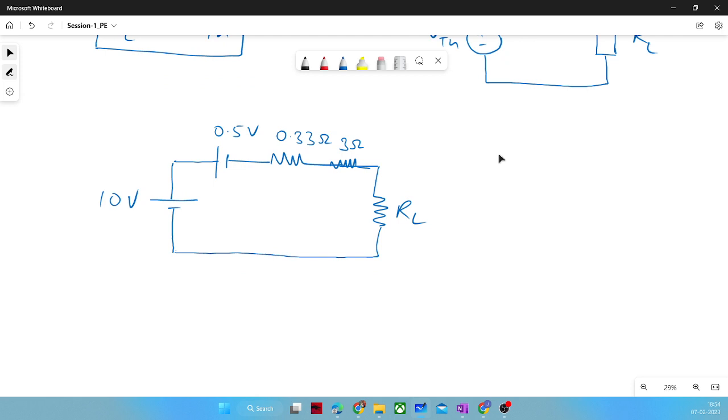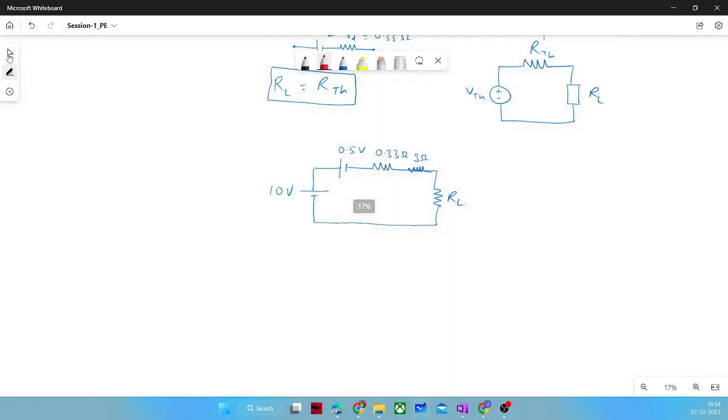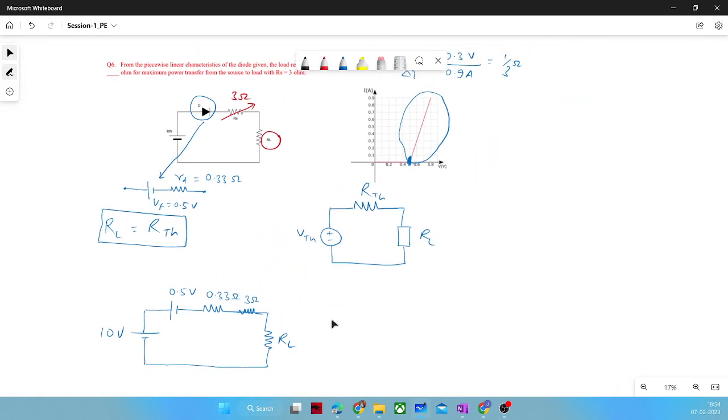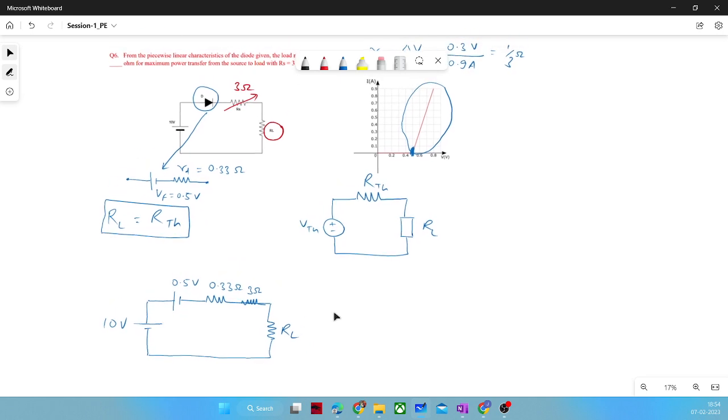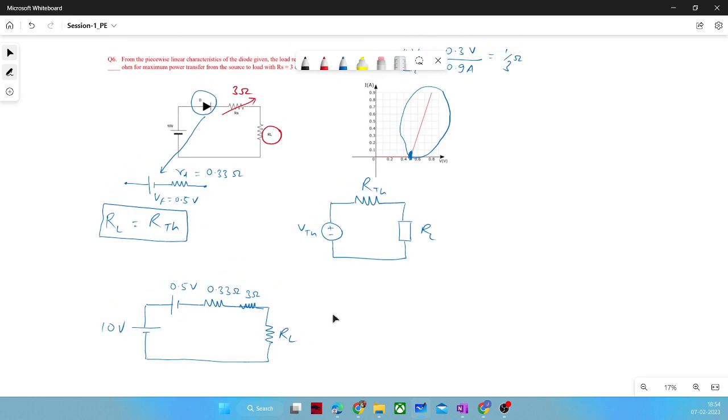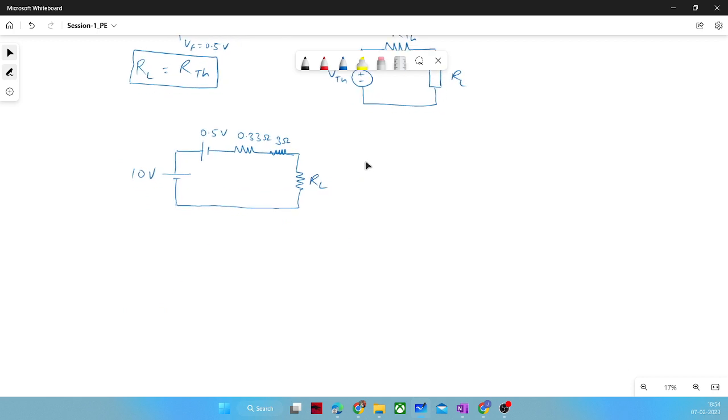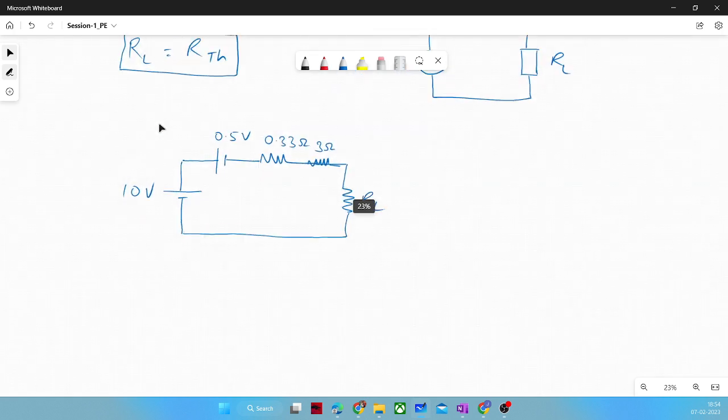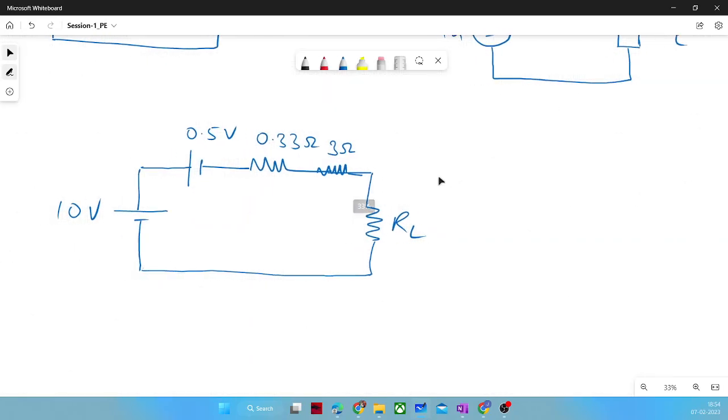Perfect. So till this point, I hope there is no doubt. If you have, please open the discussion. This is overall what we have discussed till now. So after that, we are going to find out RL for maximum power transfer. So RL is equal to RTH. I told that this will be the condition. So how to find RTH? How to find RTH in this circuit? Anyone?